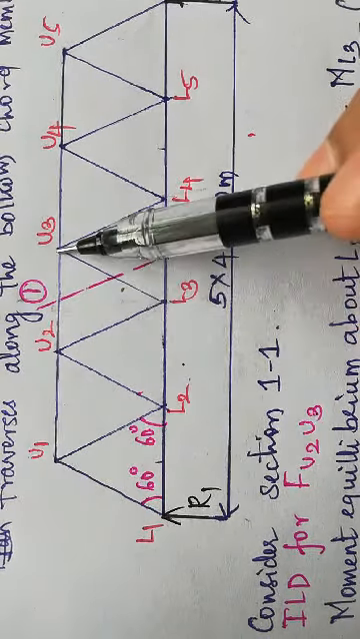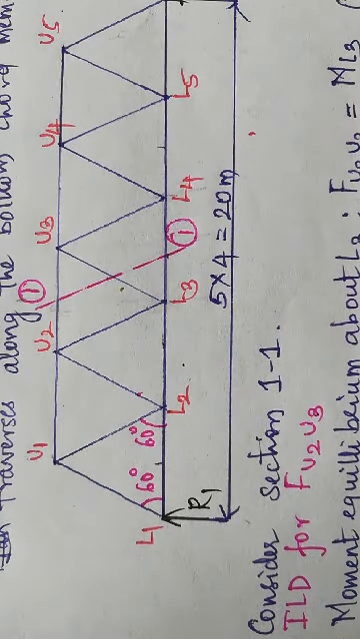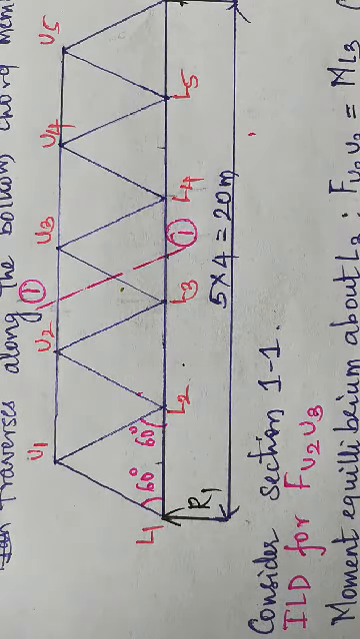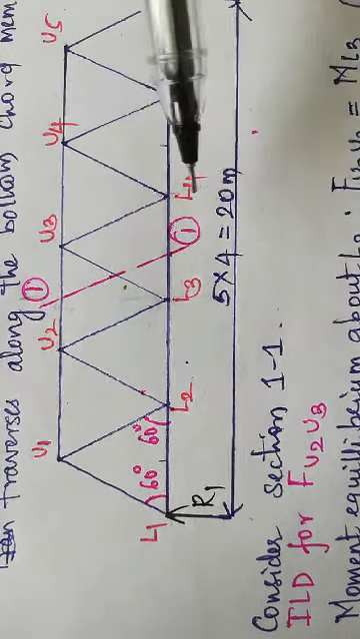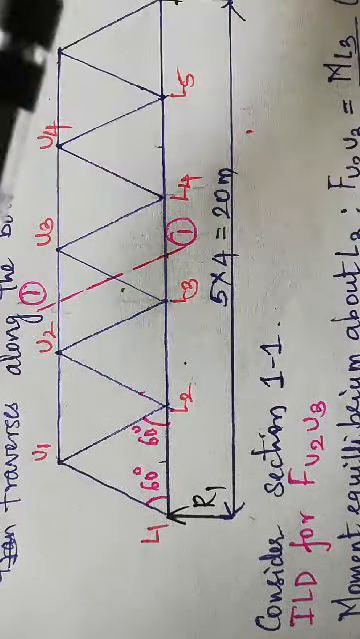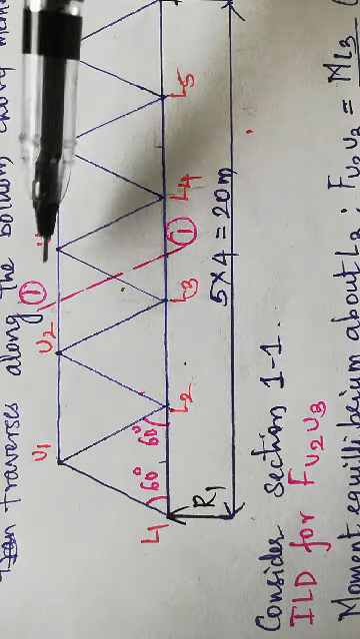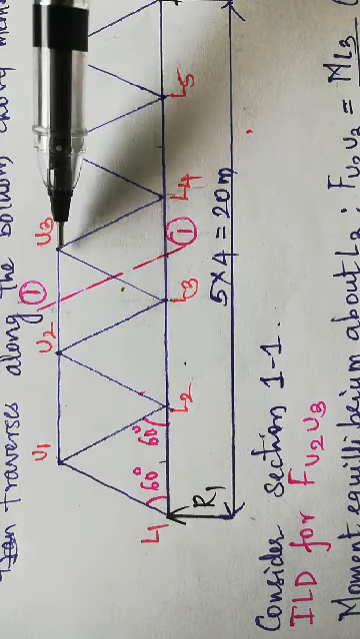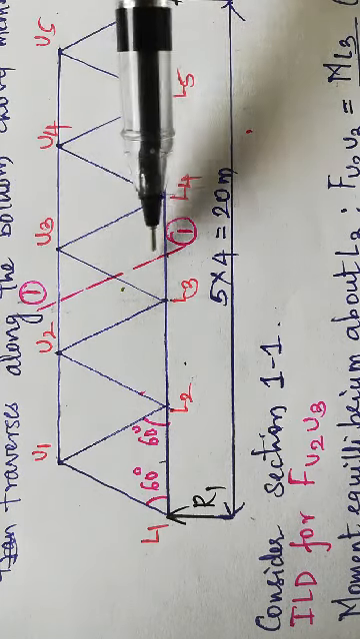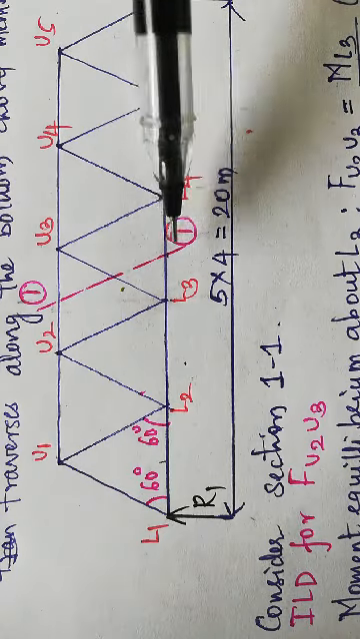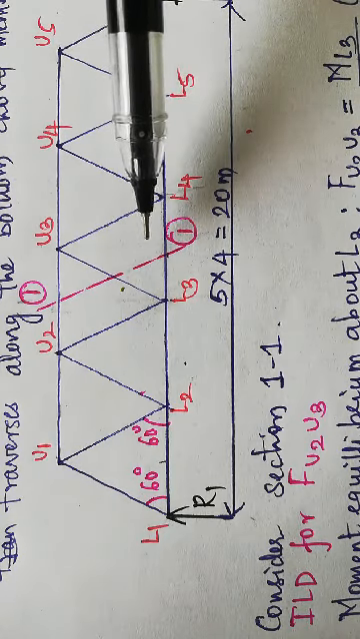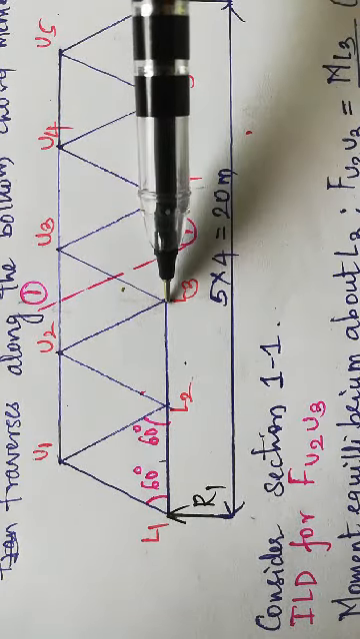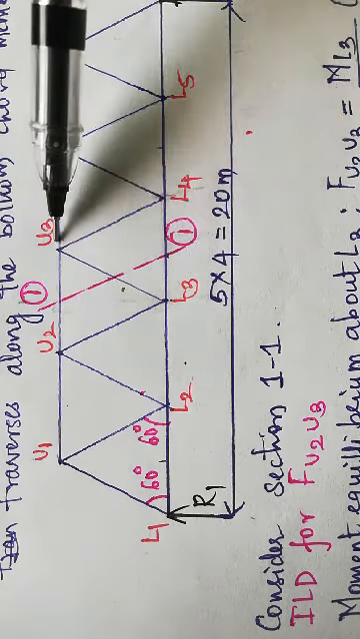That is this top chord member, the horizontal member. Now for a horizontal member, we have to take the moment about another point. Now see, we are calculating for U2, U3. The member is ending at U3. So I have to take the moment of this U2, U3 about the bottom chord members. So I will take moment about L3, that is the center point of U2 and U3.